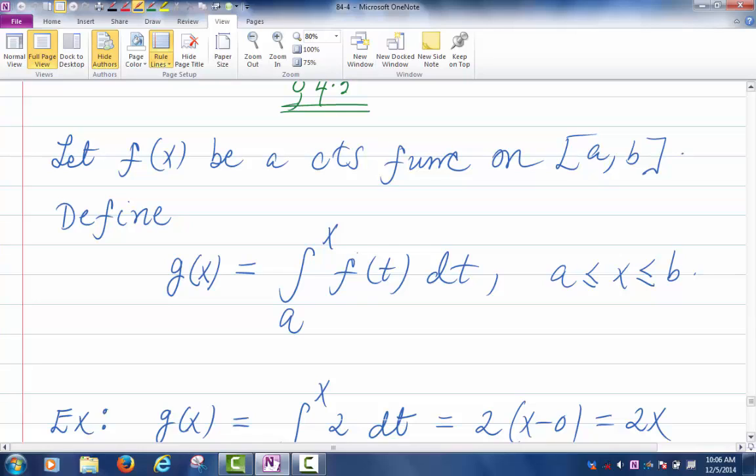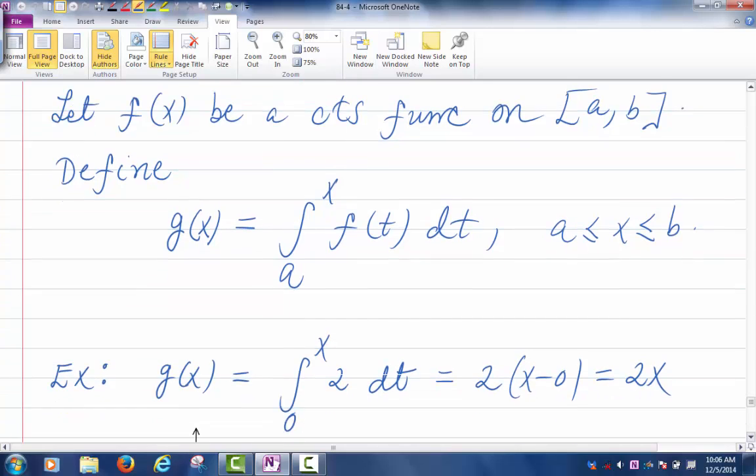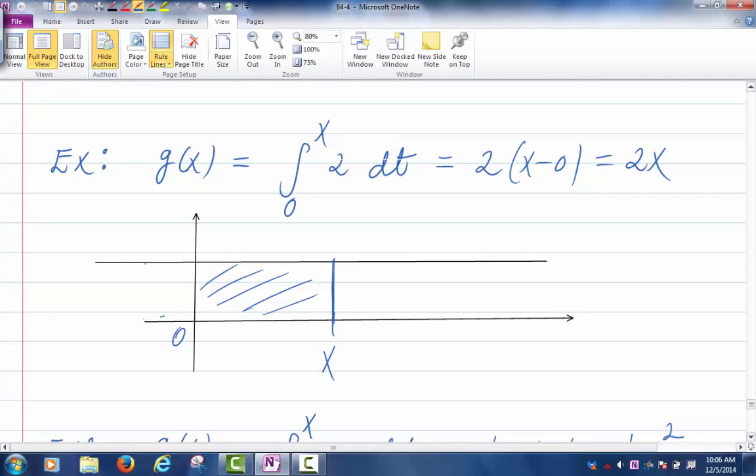And again, at first it looks like a little bit strange definition of a function, but you will see that it does make sense. So for example, let's define g of x by the integral from 0 to x of the constant function 2. Okay, the value of the function g is this integral. But what you need to realize is that this function is in disguise, it is really the function 2x.